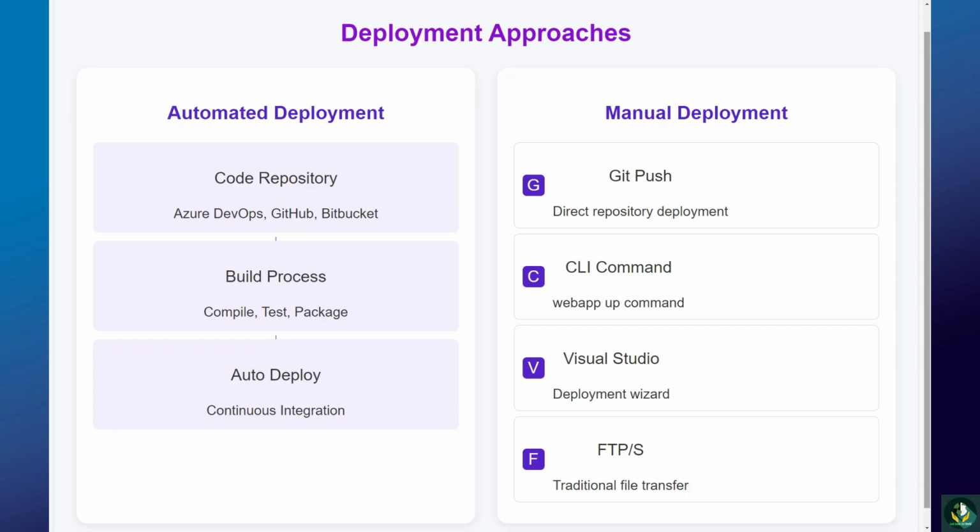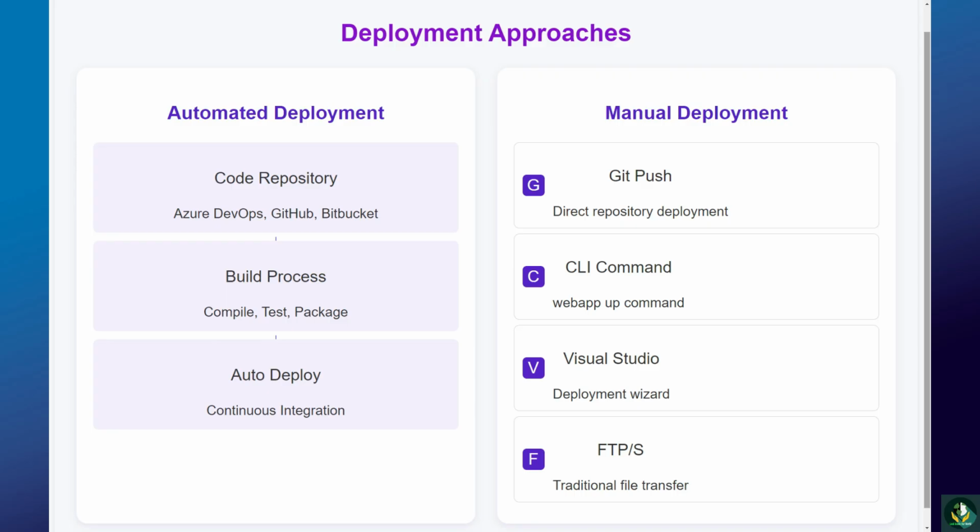The choice between automated and manual deployment often depends on your team's size, development practices, and release requirements. Automated deployment shines in scenarios requiring frequent updates, multiple developers, or complex testing requirements. The consistent, repeatable nature of automated deployments reduces human error and ensures all necessary steps are completed in the correct order.